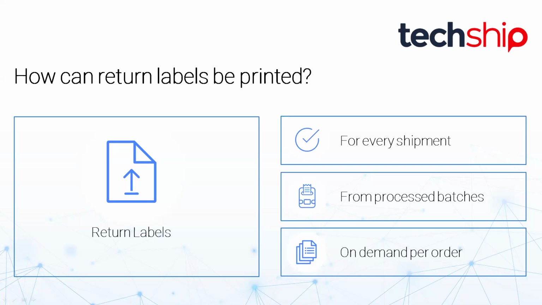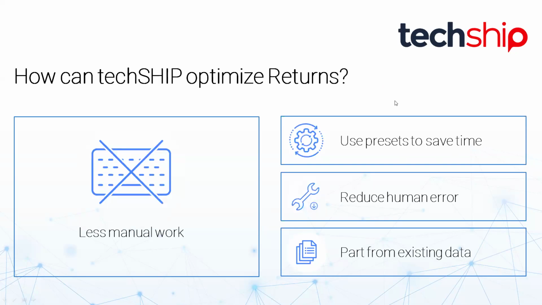you're able within TechShip to find a batch within your processed order history, okay? And through that batch's information, automatically generate a return label, okay? With the least amount of friction possible. Just a few clicks and you're good to go. We're going to see a practical example of these, all right? So those are the ways you can do it in TechShip. Now, how can TechShip optimize returns?